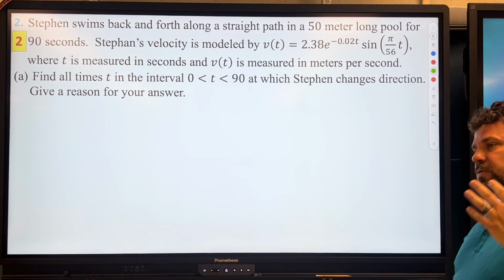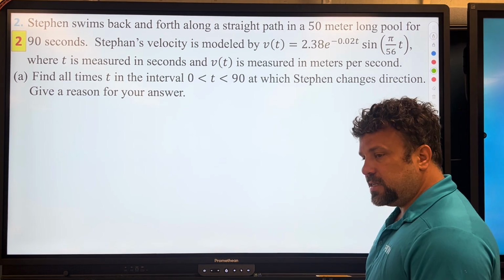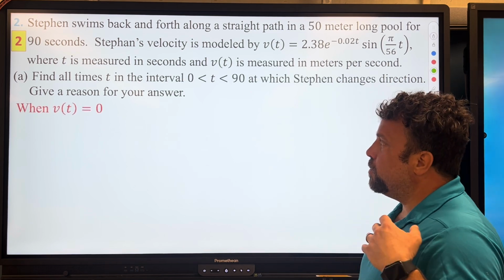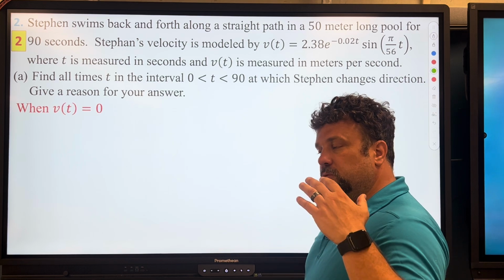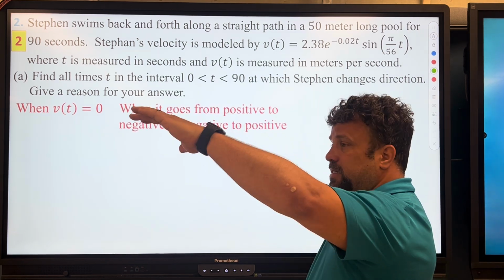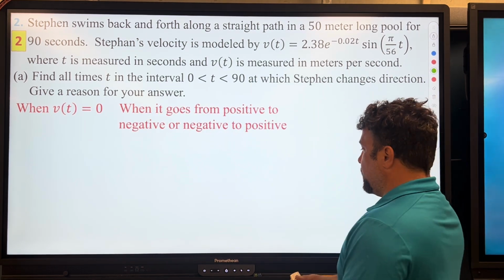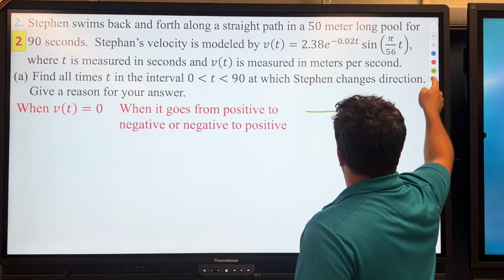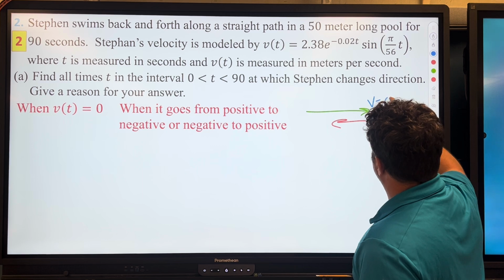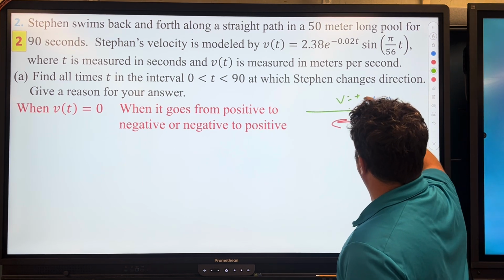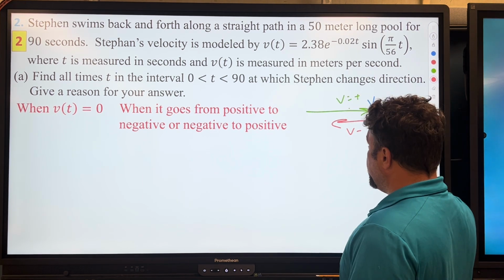Now, when he changes direction, what happens is your velocity changes. And what does your velocity do? Well, when v of t equals 0, that means your velocity is about to change. Because when your velocity goes from positive to negative, that means you're going from swimming forward to swimming backwards, okay? And right at this point, your velocity equals 0. So here your velocity is positive, here your velocity is negative. And you could do it the other way.